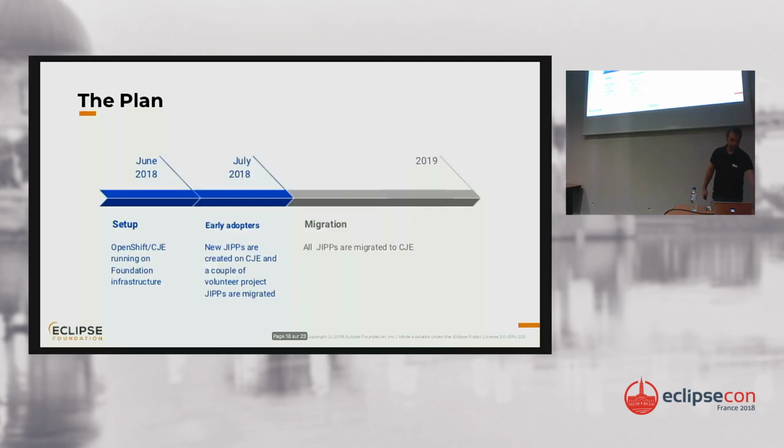So what is the plan? In May, we set up the whole OpenShift and CJE, so cloud-based Jenkins Enterprise, on the foundation hardware. So everything runs on-premise on some servers that we've freed. Starting next week, we will start creating new HIPPs. So every new instance will be created on CJE, on cloud-based Jenkins Enterprise, and on this cluster.